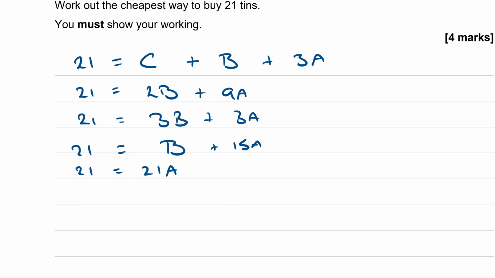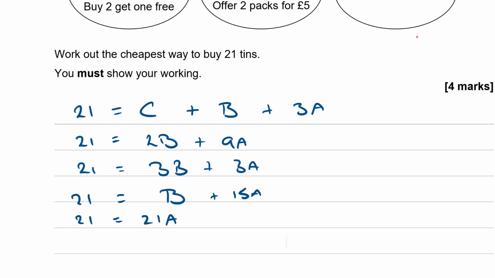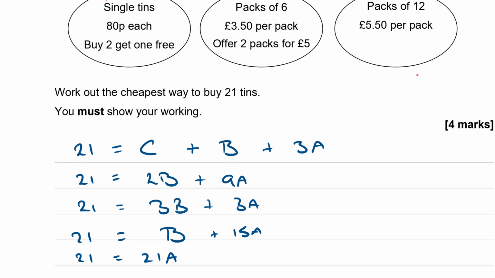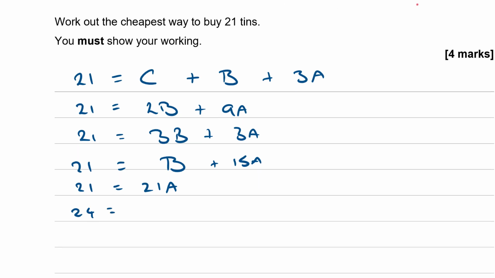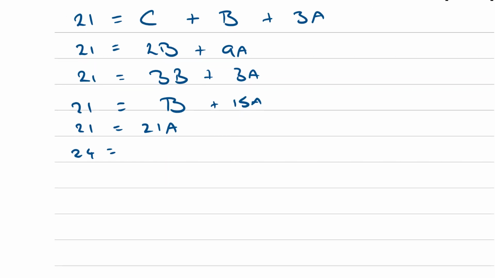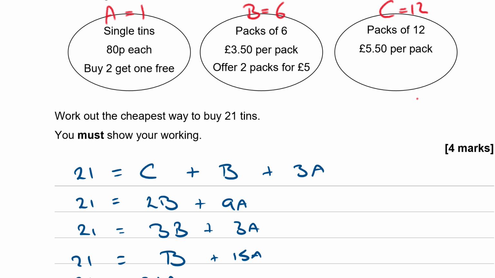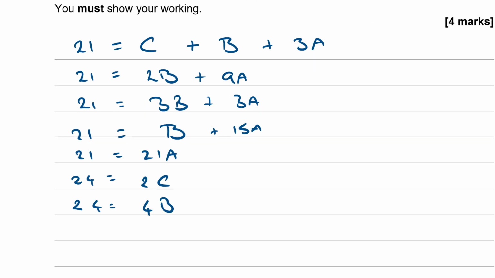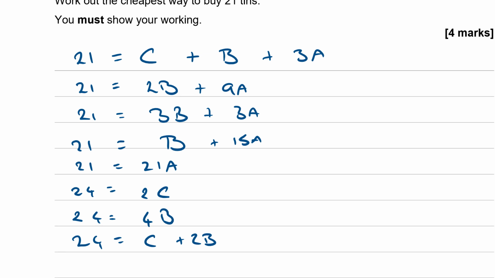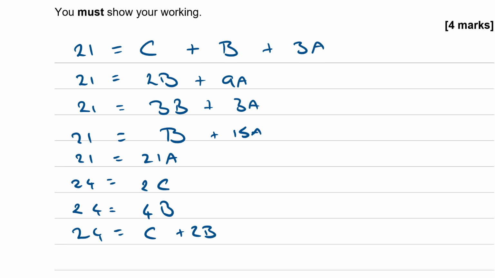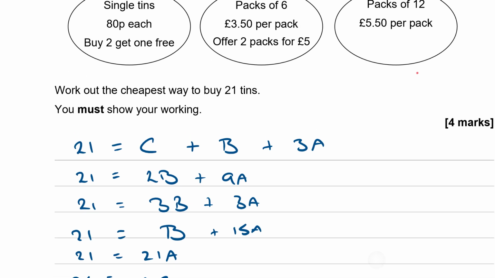But also, it might work out cheaper if I buy more tins. So sometimes that is the case at the supermarket. You end up buying more and it comes out less. I'm going to just check what the cost is of buying 2 packs of 12, so 2 C's, and also I could do that with my B's. I could also buy 4 B's, or I could even buy 1 C and 2 B's. That would also give me 24 cans. So I think it's worth checking those out as well. So let's evaluate all of those then.